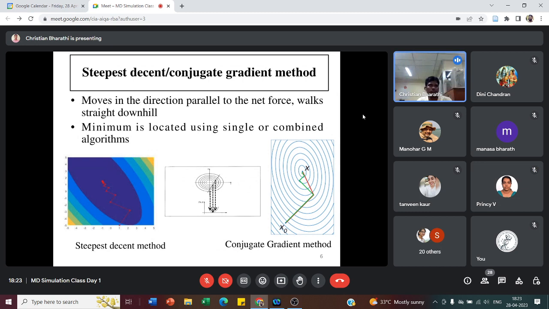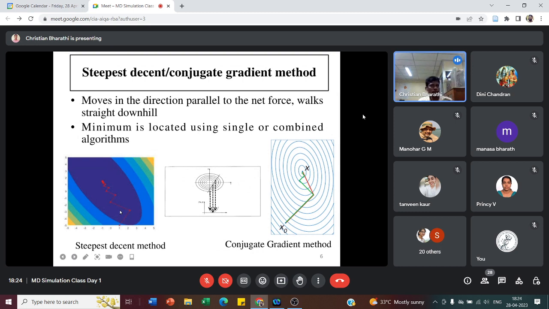The steepest descent method brings the molecule to the minimum in parallel to the force, so it is going in the direction of the force. Here the starting structure is at this position, and force is applied in this direction, so the molecule is moving towards this direction. After that, the force direction is changed, so the molecule goes towards this direction.